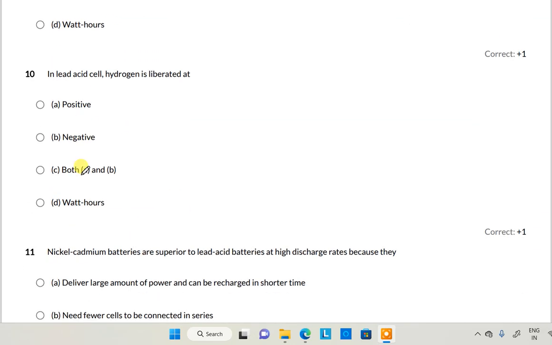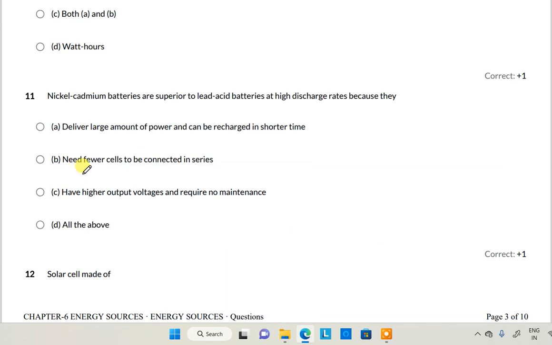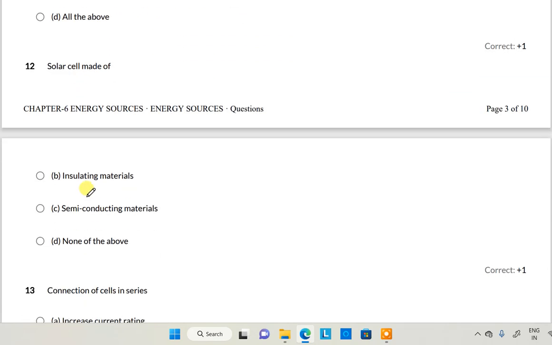You can expect this question: the battery rating is ampere hour. Next one, question number 10: in the lead acid cell, hydrogen is liberated at the negative. Okay, next: nickel cadmium batteries are superior to lead acid batteries at high discharge rate because they deliver a large amount of power and can recharge in a shorter time. Thus the cadmium cells are superior to lead acid cells. So option A is the correct option. Next, a solar cell is made up of semiconducting material. So option C is the correct option.